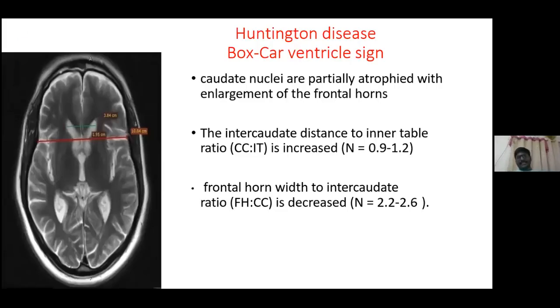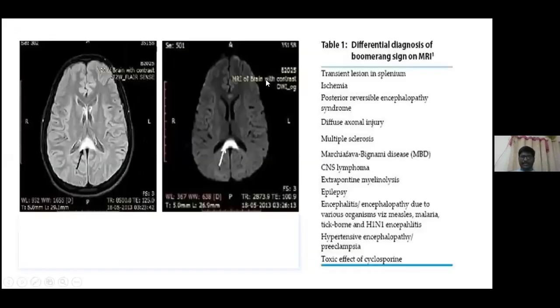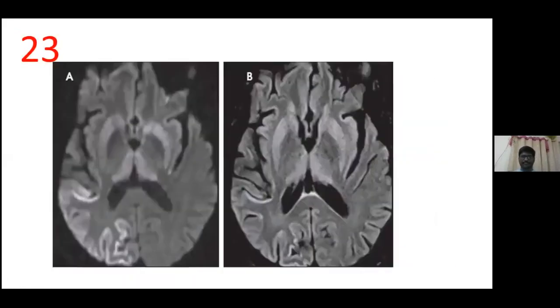This is the Huntington sign, where there is caudate nucleus atrophy. As I already mentioned in the first image, this is the caudate nucleus. This caudate nucleus atrophy is present in Huntington disease, where you see boxcar ventricles. So this boxcar ventricle sign is classical in Huntington's disease. So this is the last thing. I will close with this image.